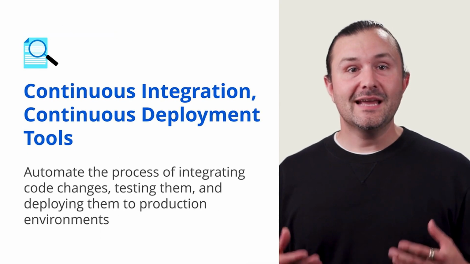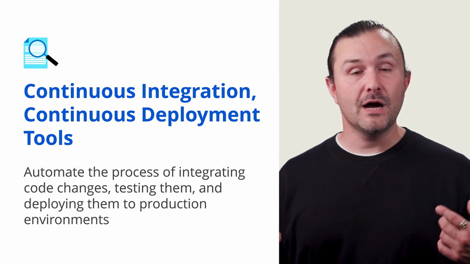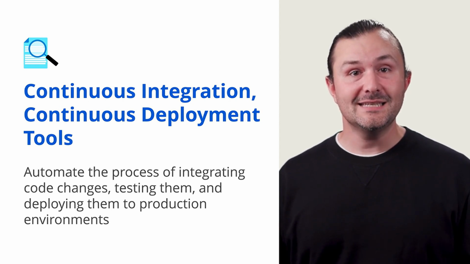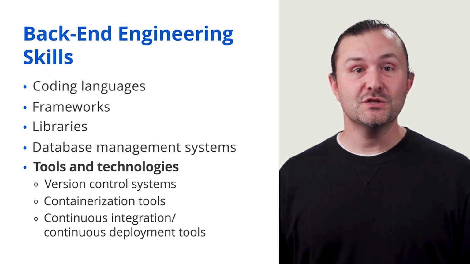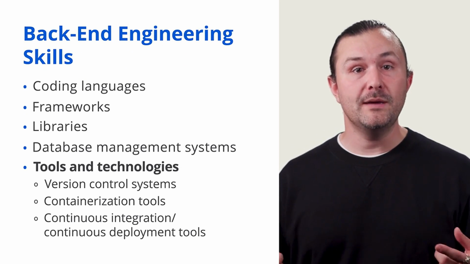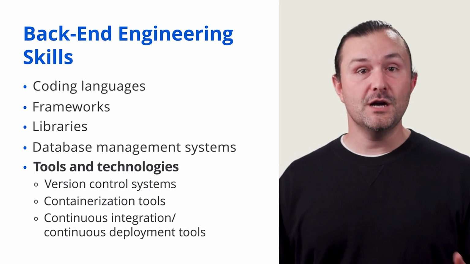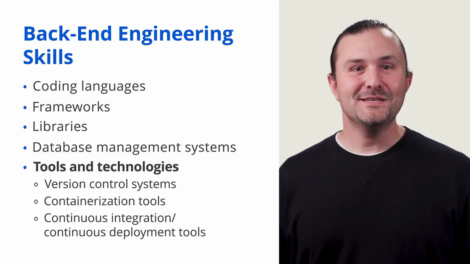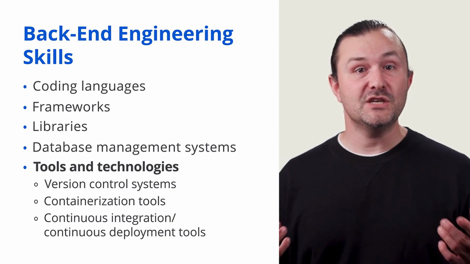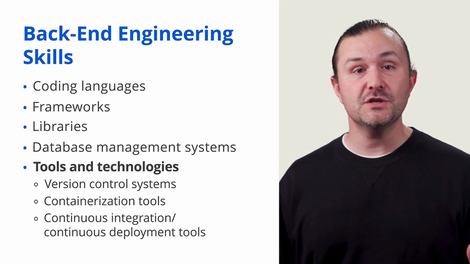Continuous integration and continuous deployment tools, also known as CI/CD tools, automate the process of integrating code changes, testing them, and deploying them to production environments. Continuous integration ensures that code is integrated into the main codebase regularly, reducing the risk of conflicts and errors. Continuous deployment automates the process of releasing updates to production, ensuring that new features and fixes are delivered quickly and reliably. This skill is important for backend developers to maintain a smooth, efficient development workflow and to quickly deliver updates and new features to users.